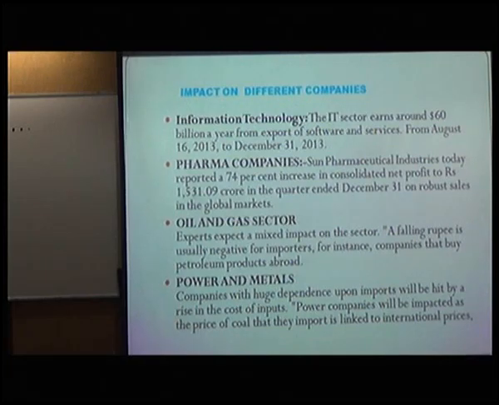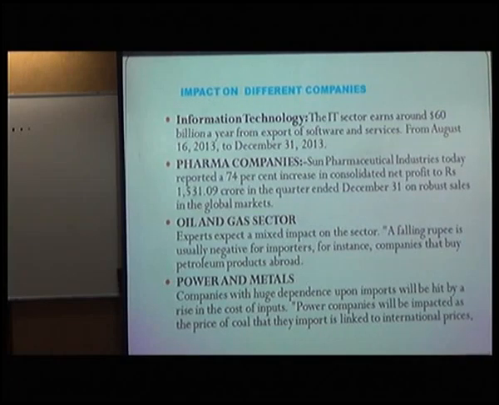Oil and gas sector: expect a mixed impact on this sector. A falling rupee is usually negative for importers, for instance, companies that buy petroleum products abroad, because most of our fuel or gas comes from outside India, and we have to pay more. We have to pay in dollars, so it is more costly.